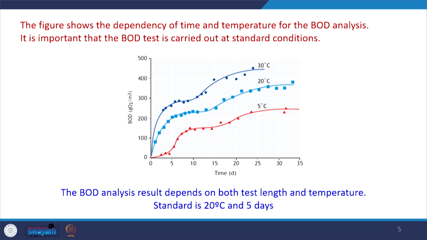Now, this figure represents the dependency of time and temperature for the BOD analysis. It may be noted that the BOD test is carried out at 20 degrees centigrade for 5 days, which was the earlier standard. Nowadays it is conducted at 27 degrees centigrade for 3 days. We can see the effect of temperature here. Earlier we pointed out that there are 2 stages of demand. One stage is up to 5 or 6 days, where we can see the demand, and after that the demand is again increasing.